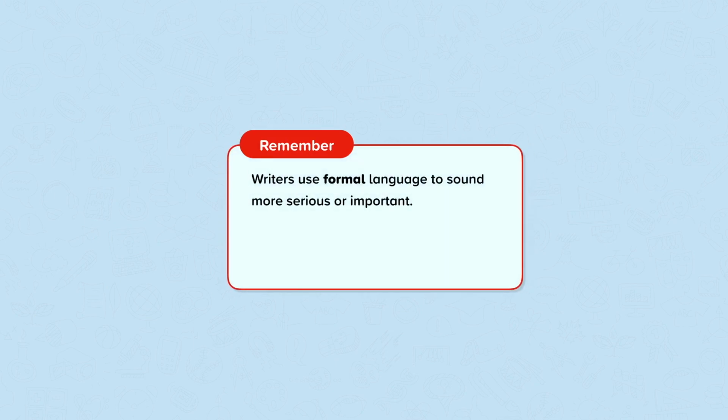Sometimes you need to decide whether a writer is using formal or informal language. Writers use formal language to sound more serious or important. They will use informal language to sound more friendly and personal. If you're reading a text and trying to decipher which the writer is using, think about whether the writer is using words you're more likely to say to a friend or someone who you don't know very well.